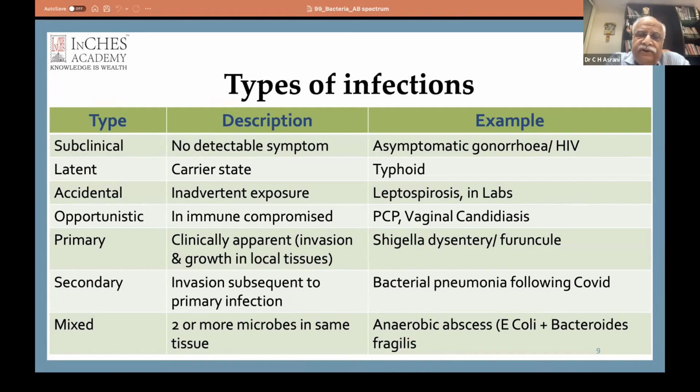Primary infection is clinically apparent invasion of bacteria into a particular tissue and growth in that tissue. Shigella dysentery, a furuncle. Secondary infection is invasion subsequent to primary infection, where we have a bacterial pneumonia following immunity drop by COVID. Mixed, two or more microbes in the same tissue, anaerobic abscess showing E. coli and Bacteroides fragilis. The last one we do not see very often, but others we see very often in practice.